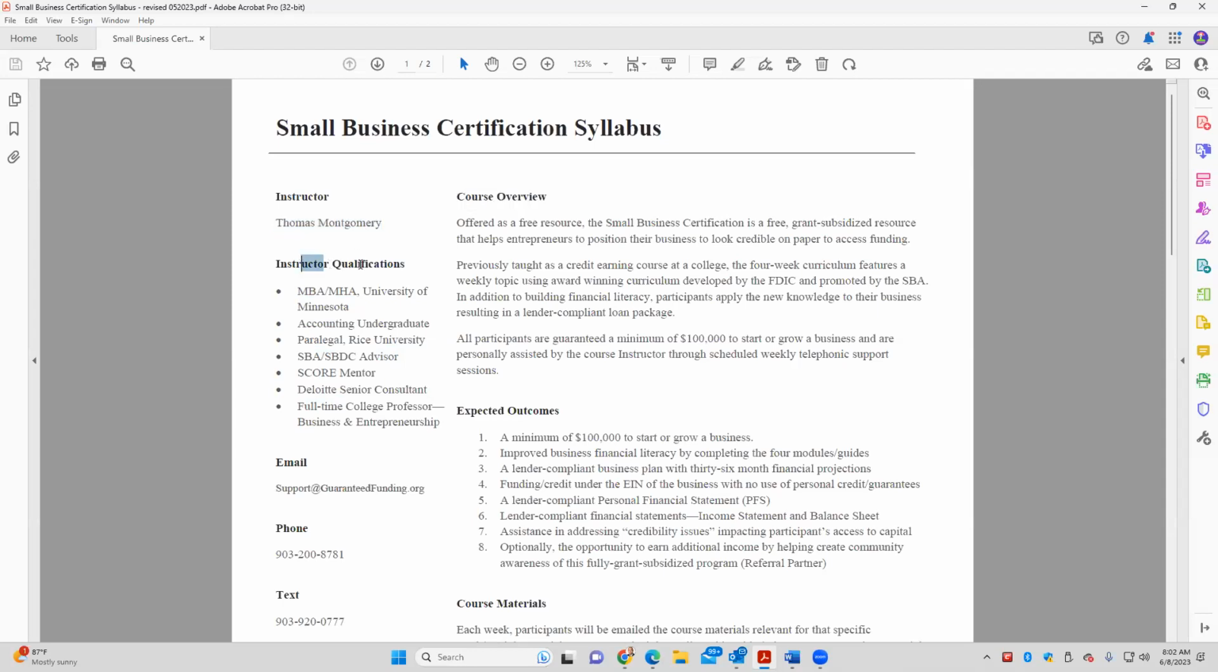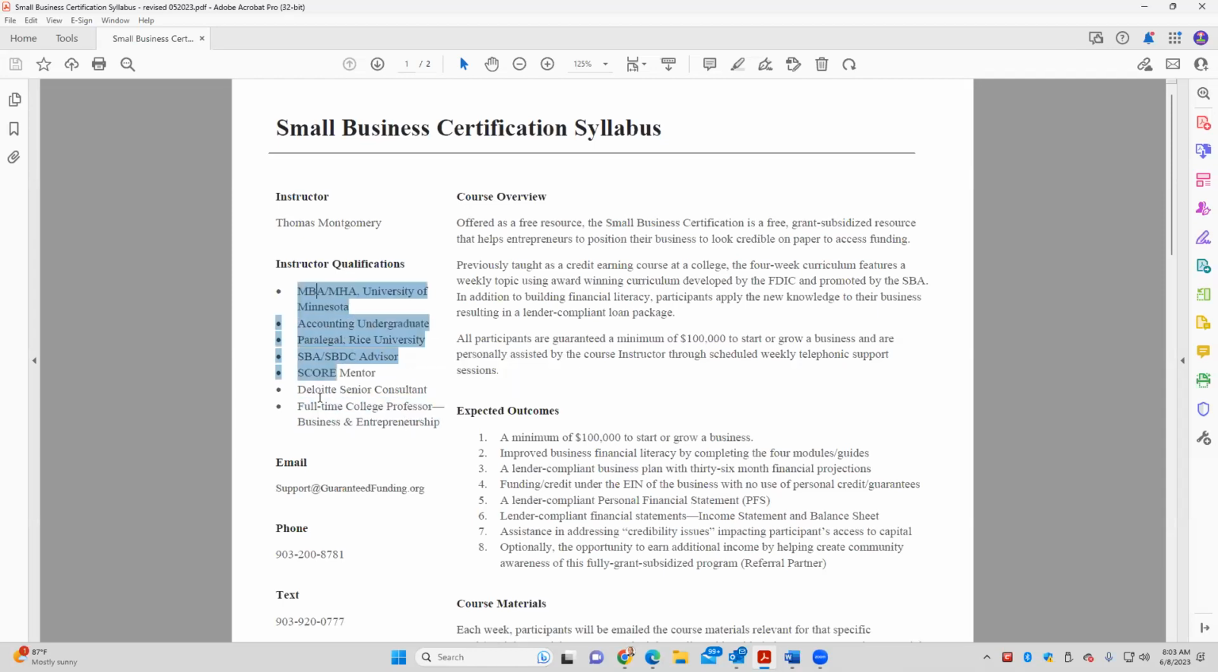So in terms of my qualifications, I have two graduate degrees from the University of Minnesota. My undergraduate degree is in business and accounting. I have a graduate paralegal certification from Rice University. I used to work for the SBA as an SBDC advisor, and used to be a SCORE mentor. I used to work at what was called Deloitte & Touche, now called Deloitte, where I was a senior financial consultant, and I used to be a full-time professor.